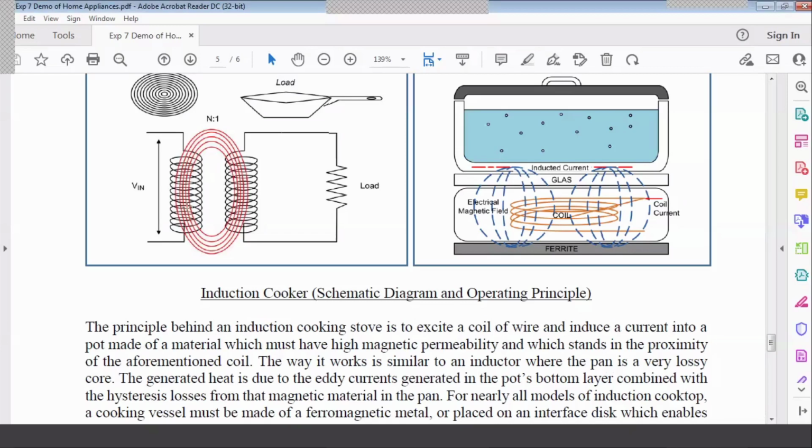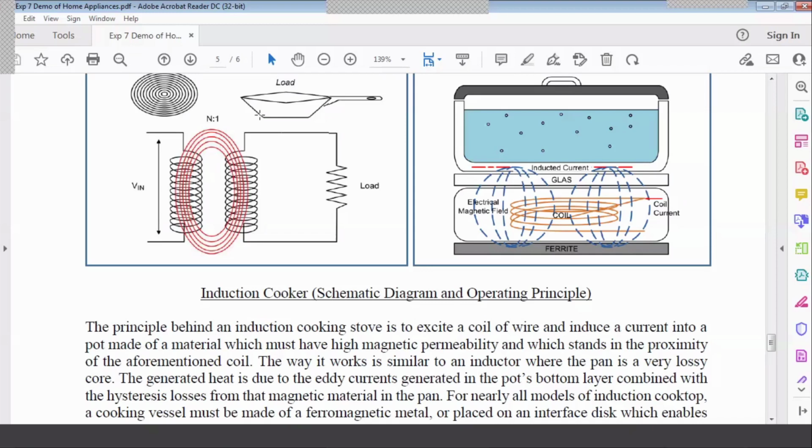Okay, so there are two coils you can see in the inductor, right? As we already saw in the diagram for the transformer, this is the supply side. From here we will energize our coil, right? And this is another circuit, another coil, and through this coil we will connect our load, right? And what is the load here? Your utensil in which you want to cook the food, right?